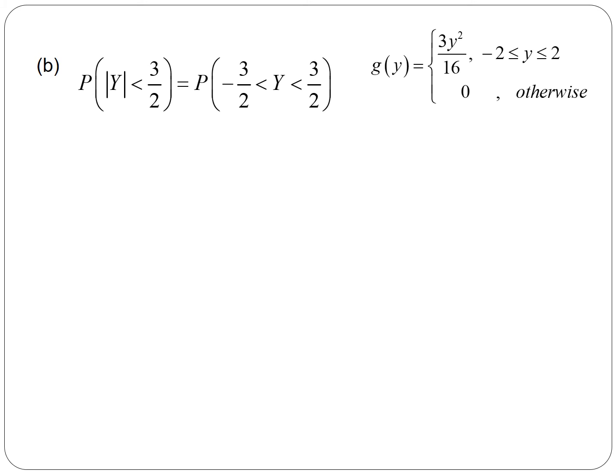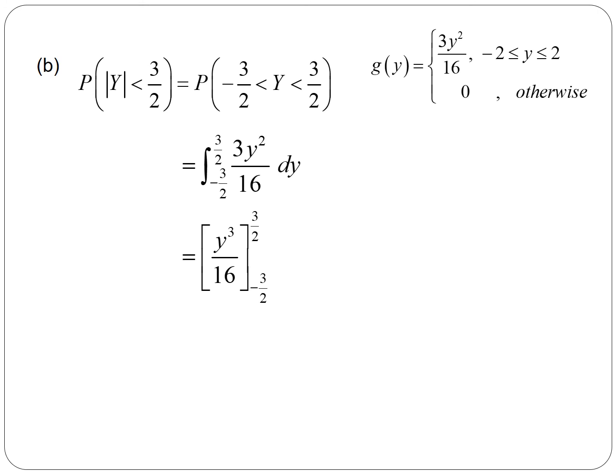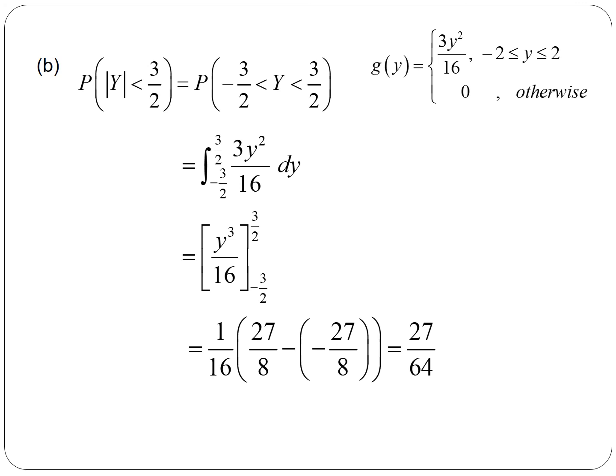So find the integral of the function 3y squared over 16 from y equals negative 3 over 2 to 3 over 2. You integrate, you have y cubed over 16. You substitute the limits, so the probability is 27 over 64.